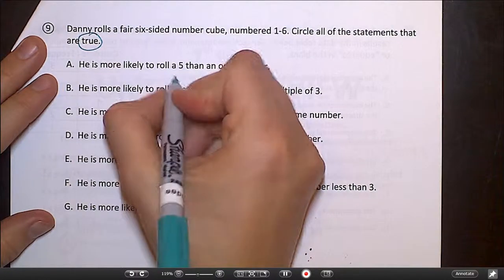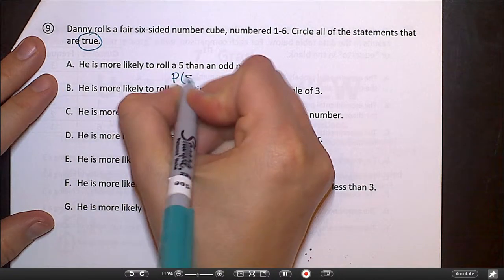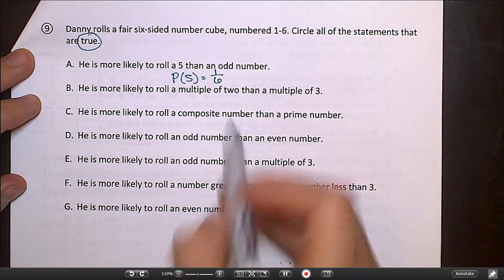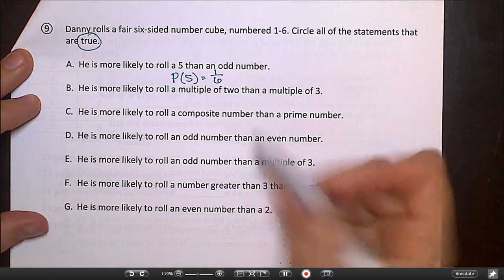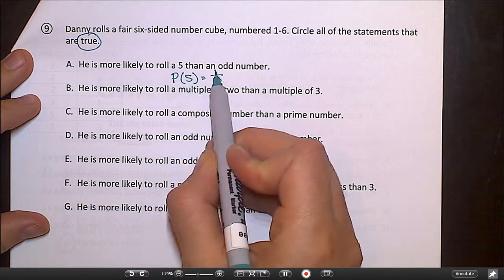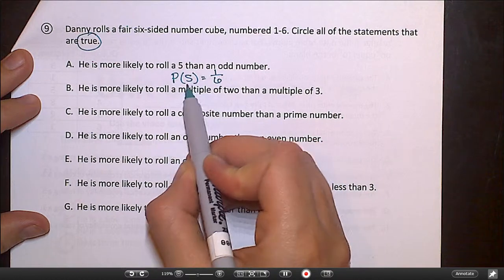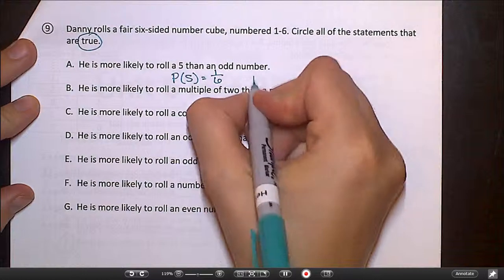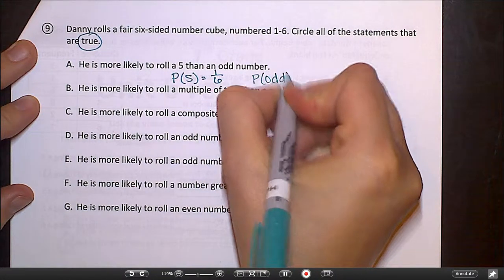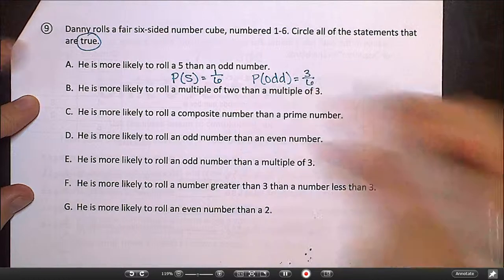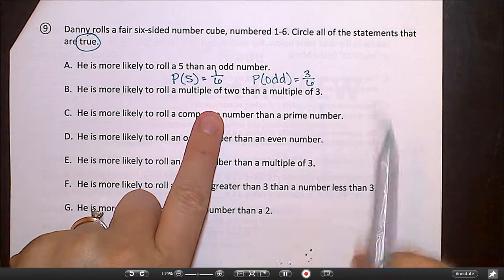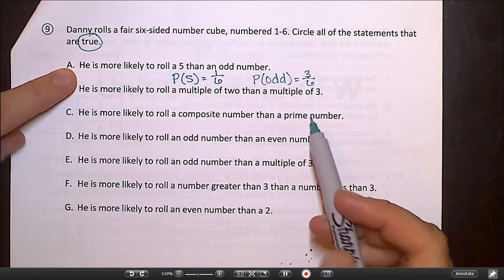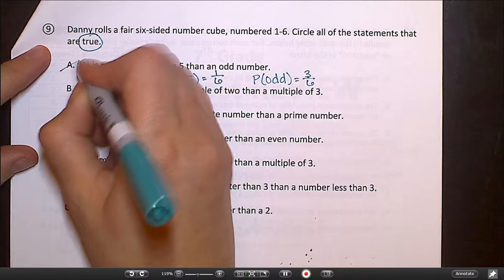So a 5, the probability of a 5 is 1 over 6 because there's only one 5. Do not put 5 over 6. That's what they want you to do. So if this number and this number are the same, you know that you've probably made a mistake because that's not going to happen very often. We have 1 5. Okay, the probability of odd is 3/6 or 1/2. Well, I'm more likely to get the one with 3/6 than 1/6. So is he more likely to roll a 5? No, he's actually less likely to roll a 5.